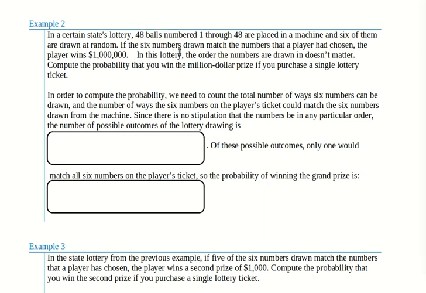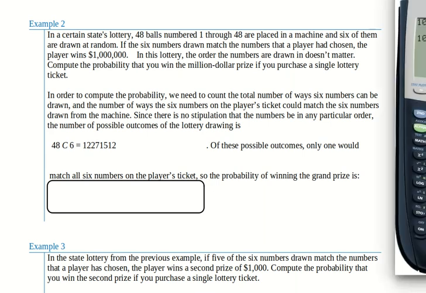So our numerator is going to be 1. There's only 1 out of the possibilities. So we need to count how many different ways there are to draw 6 balls without replacement, where order doesn't matter, from 48. So that's a combination. So we're going to say 48 choose 6.